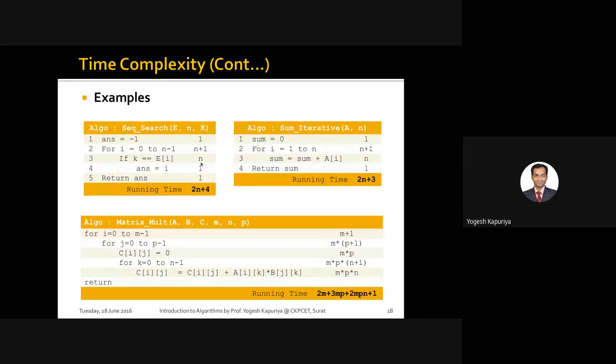Again, you cannot say it as 1. Why is this not 1? Because step number 3, irrespective of the value of k and the value of e of i, will always be executed. You may argue that, so consider the next example. My array is 2, 4, 6, 8, 10. I am looking for 6 inside the array. So what will happen?